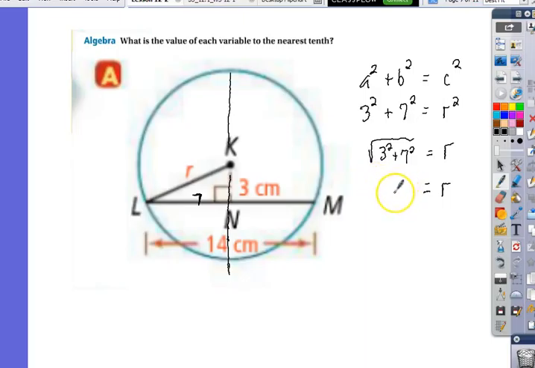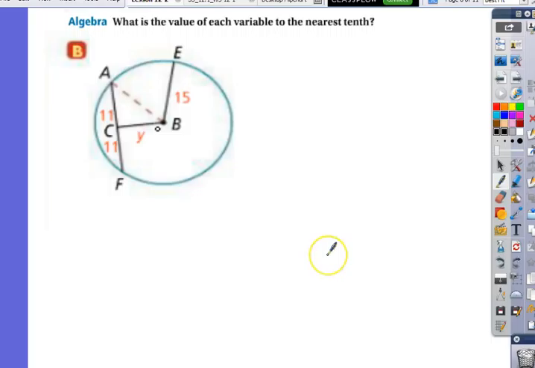So the answer is not 58. Let's round it to the nearest tenth. Okay, then it's 7.6. 7.6 is correct. That's what I was looking for, because it says to the nearest tenth. Oh, I should have read the instructions. I need to learn how to do that. Read the instructions. All right. Here, what about this one?